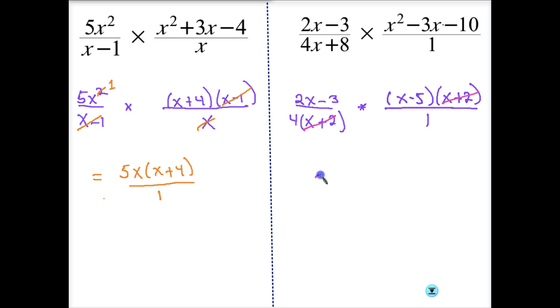So in my numerator, that just leaves 2x minus 3, and I'll put that in parentheses because it's going to sit next to the x minus 5. And then that will all be over 4. Well, 4 times 1 is just 4. I don't need to multiply these together because I want to leave these all as factored form.